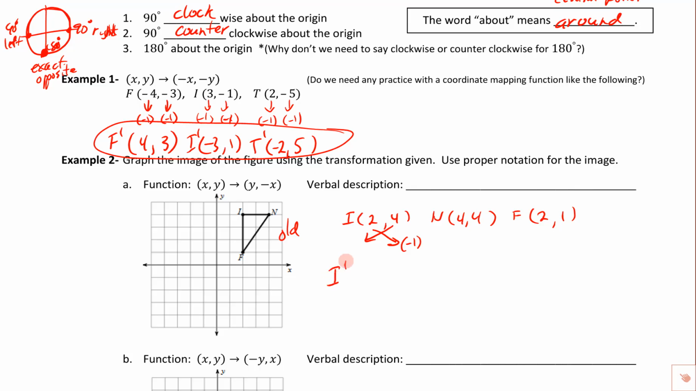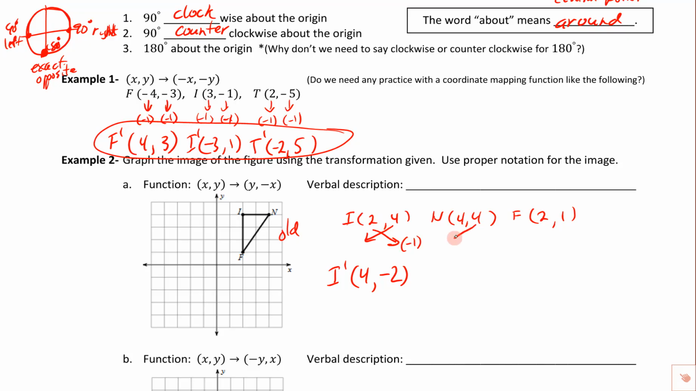So this is the new point, I prime. So I prime is, let's see, the 4 comes here. We're moving the y into the x place. So notice the y gets moved into the x place. And then we're taking the x and multiplying it by negative 1. So this is going to be a negative 2. 2 times negative 1 would be negative 2.